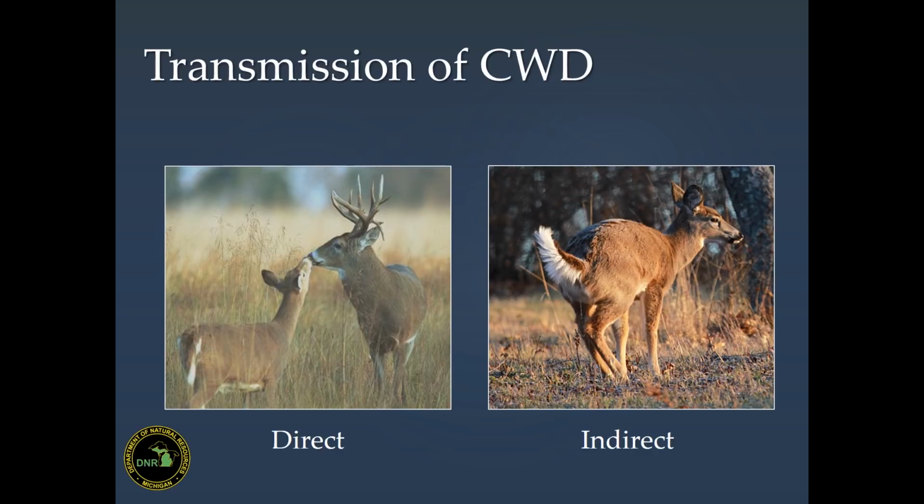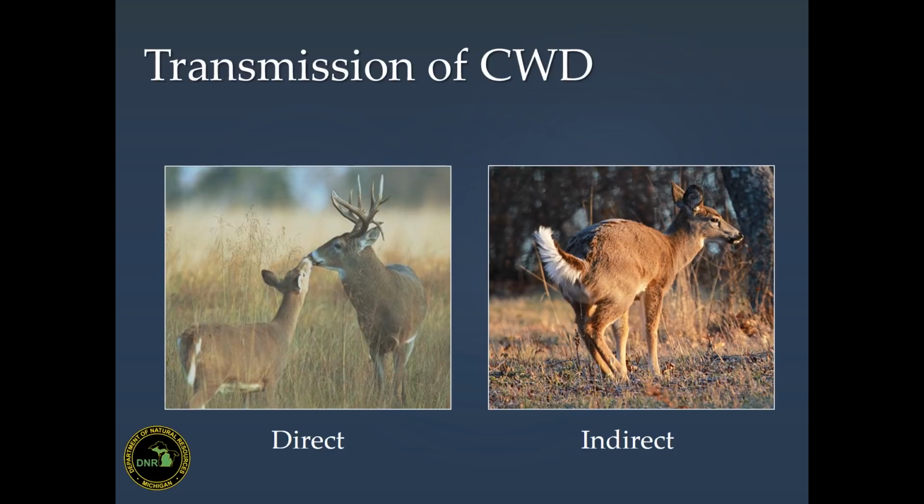But also, just as importantly, is indirect contact. So indirectly, the animals can get this from the environment. And one of the ways that happens is through the shedding of urine, feces, saliva, and blood. All four of those excretions have been shown to be positive with CWD prions. So we know that an animal, if it's urinating in the environment or defecating in the environment, can be depositing these infectious agents on the environment for other animals.